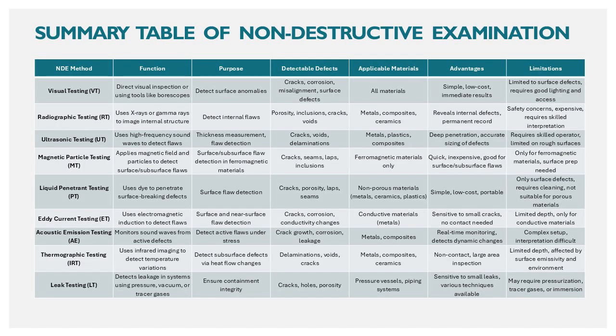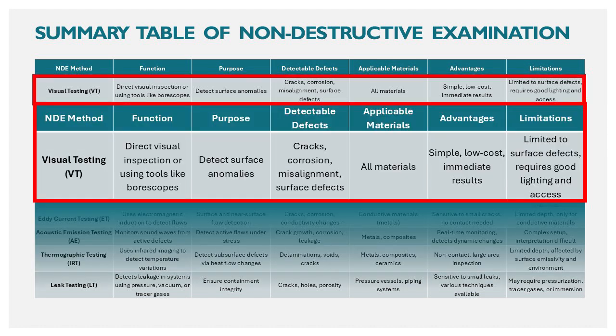Here's a comprehensive table summarizing various non-destructive examination or NDE methods, including their function, purpose, detectable defects, applicable materials, advantages, and limitations. Visual testing or VT method. The function of visual testing or VT is direct observation of the surface using the naked eye or tools like magnifiers, mirrors, borescopes, or cameras. The purpose of visual testing or VT is to identify visible surface defects or irregularities.